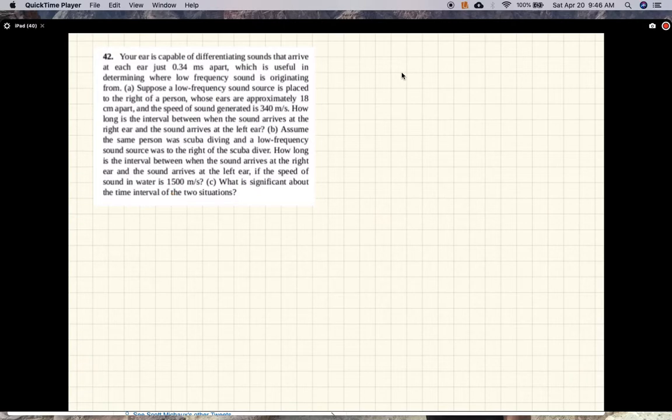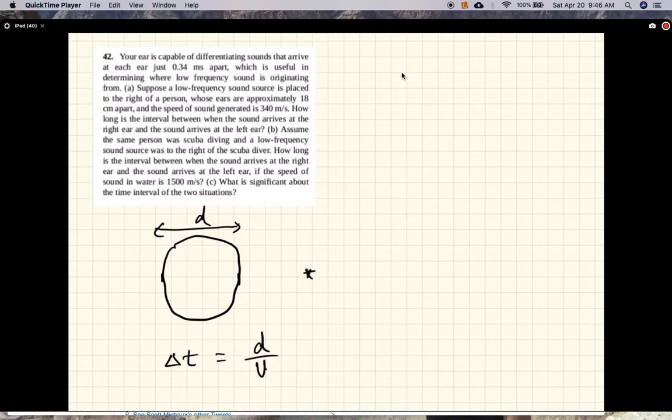Okay, so let's get a drawing going. And here's the source of sound, and this is the left ear, this is the right ear. This is the distance. Okay, so the time difference between the arrivals of the signal is the distance apart divided by the velocity of the sound.